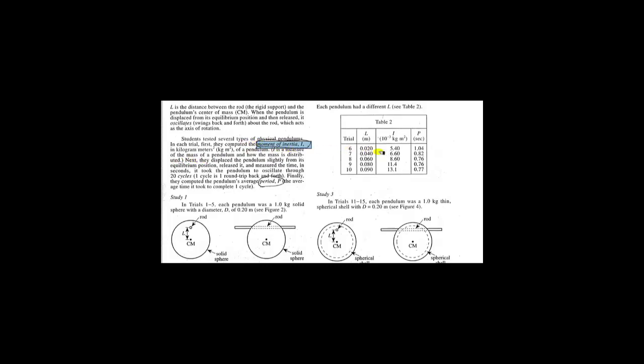So how is the mass distributed? Let's go back down over here, and you can see the definition of how the mass is distributed. Here is the support. Even though the distance between the support and the center of mass is the same on both of these, you see the distance between the sphere and the support is not. That means that this one is longer than this one.